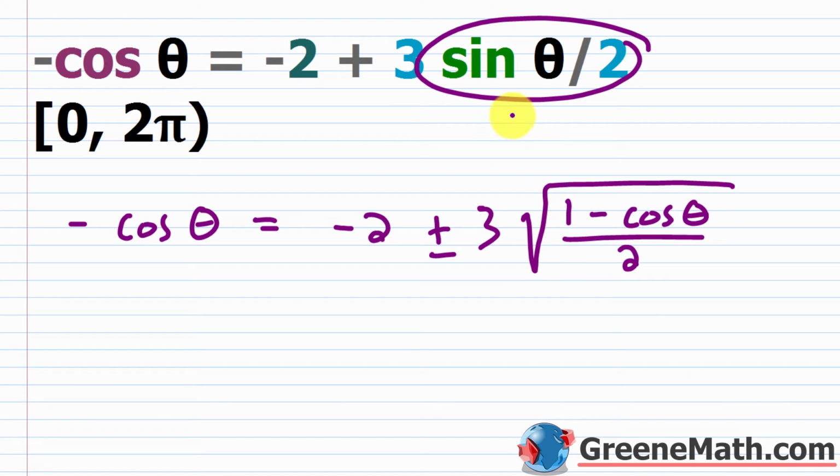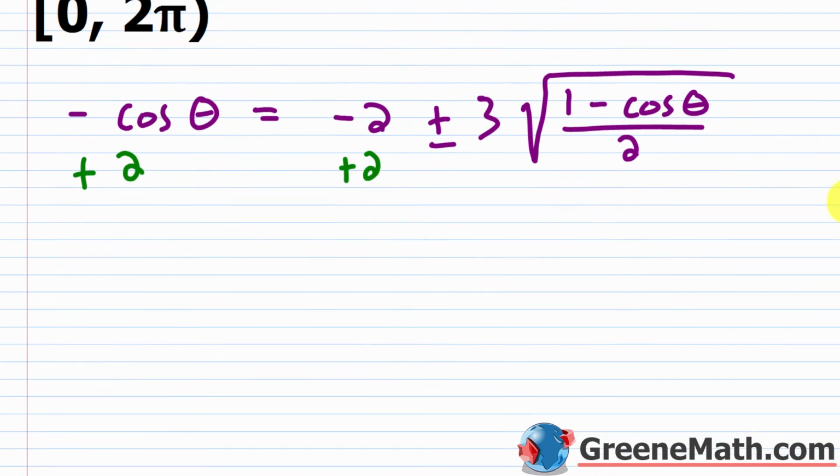Okay, so all I did was plug in for sine of theta over 2, just using the half angle identity. That's all I did. Now, remember, if you have a radical somewhere, you're going to end up having to square, okay? And in order to do that, you first want to isolate this guy. So what I would do here is first add 2 to both sides.